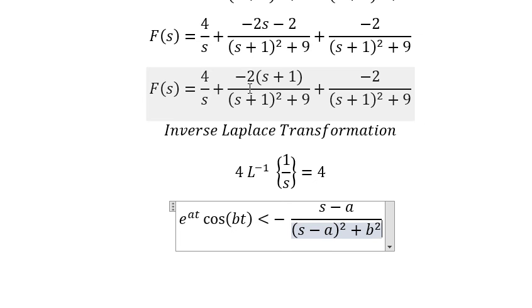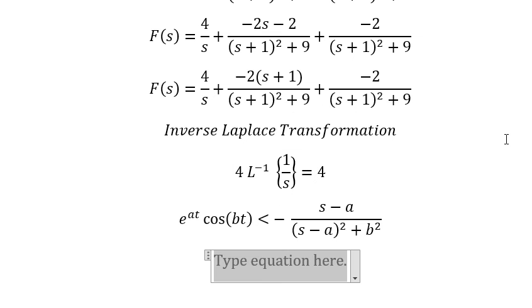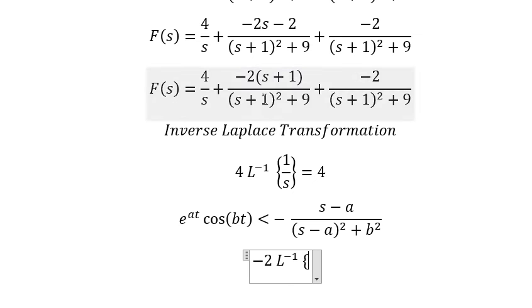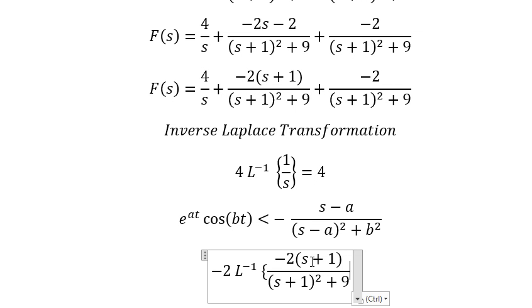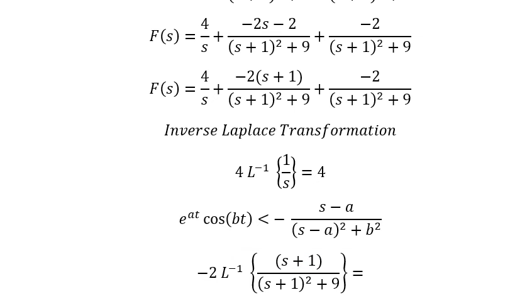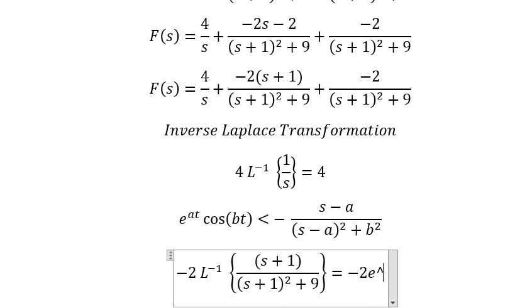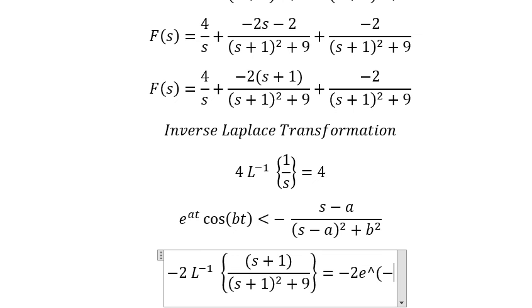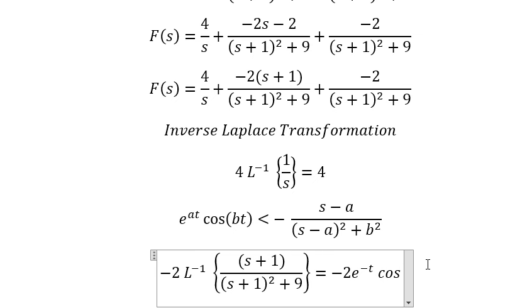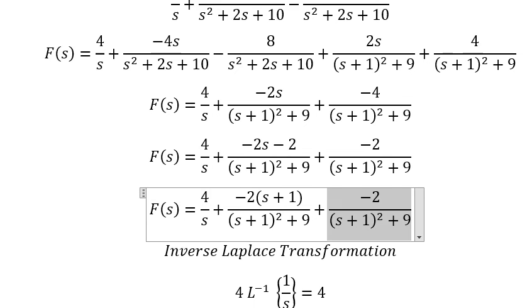So if we do this inverse Laplace for this one, you will have negative 2. A in this situation is negative 1 because we have positive 1. And we have negative t. This one is cosine 3t.